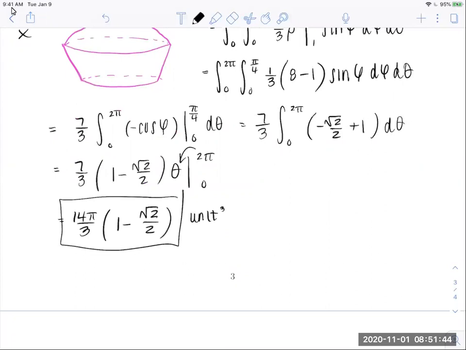We could write cubic units here if we wanted. All right, we have one final example, and it's of the opposite type, where we're given a really complicated looking integral in terms of rectangular coordinates, recognizing that perhaps it would be easier to solve in spherical coordinates.